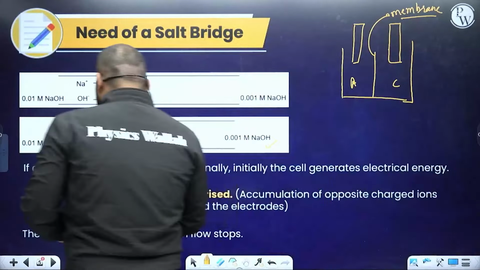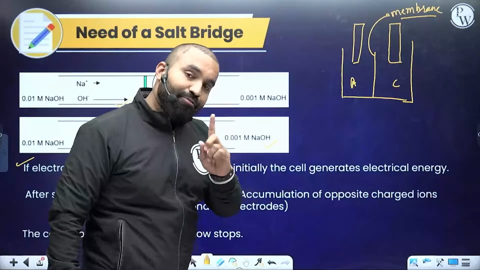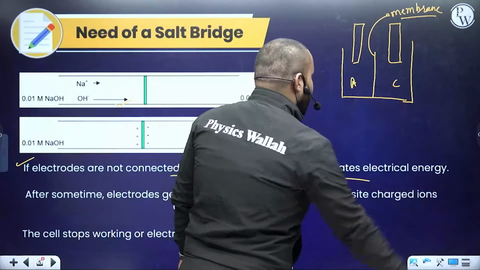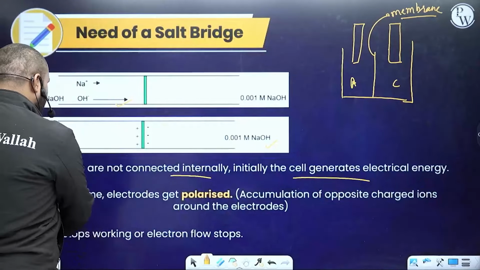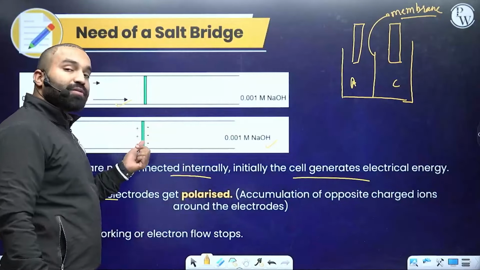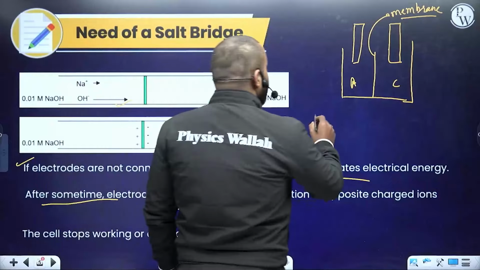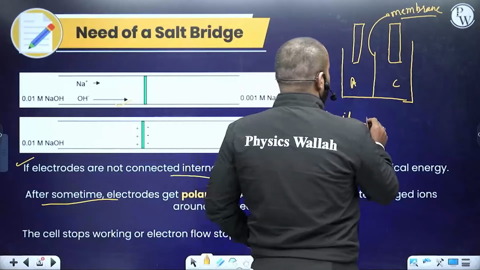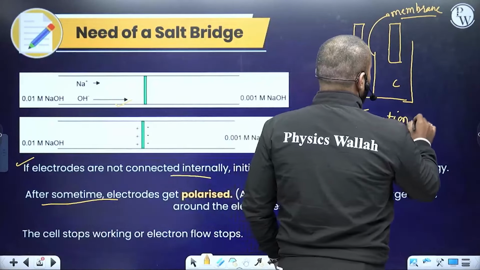And why is that? Because if the electrodes are not connected internally, a very important point, the cell generates electrical energy, but after some time the electrodes get polarized. See here, there is a positive and negative charge. There will be a charge imbalance, due to which this is known as liquid junction potential.